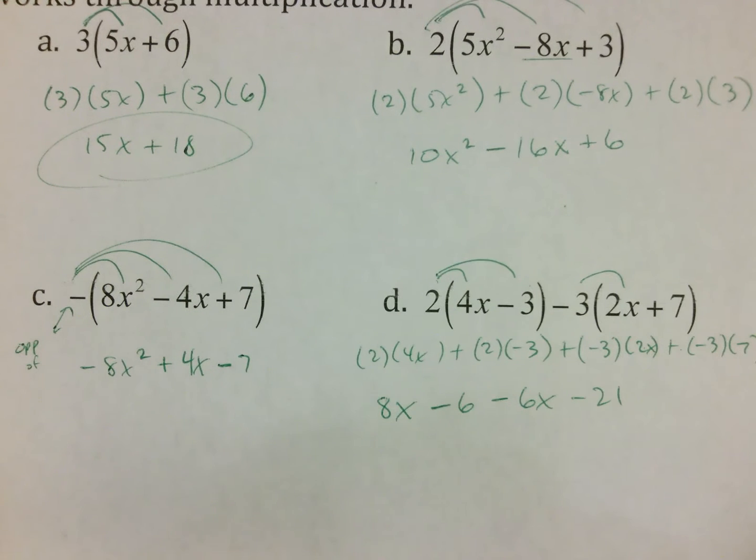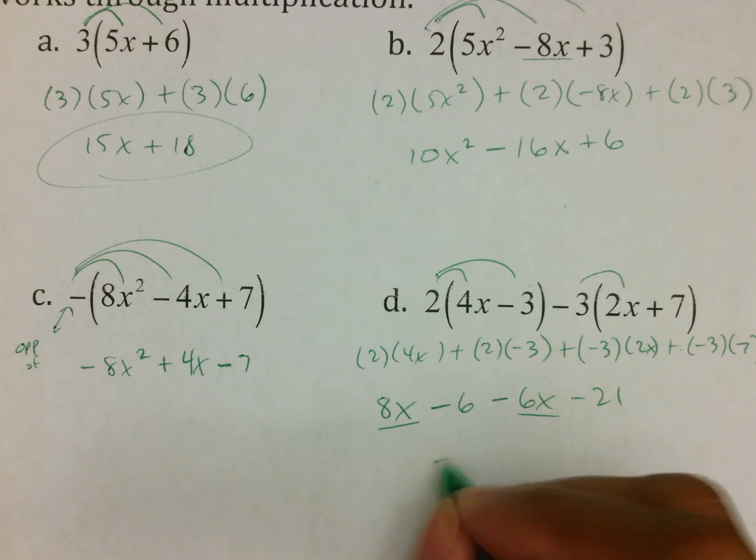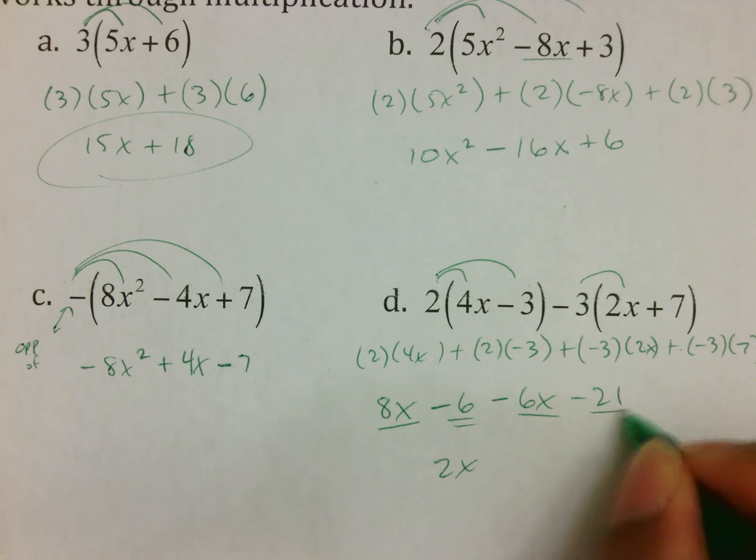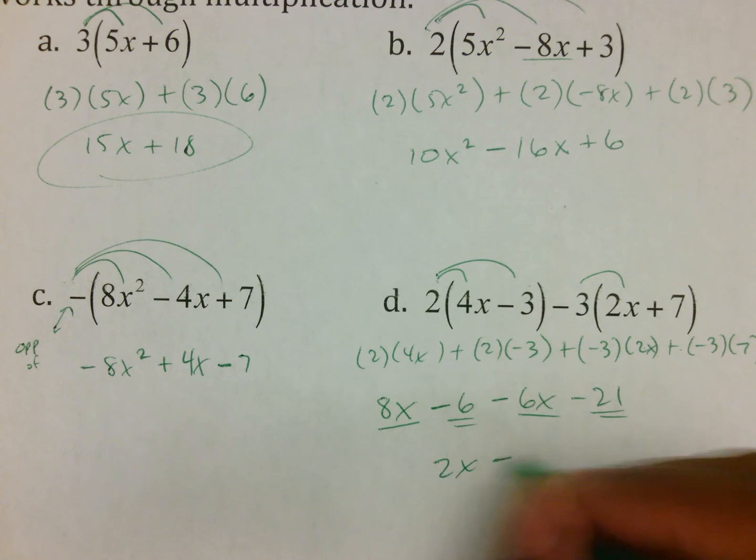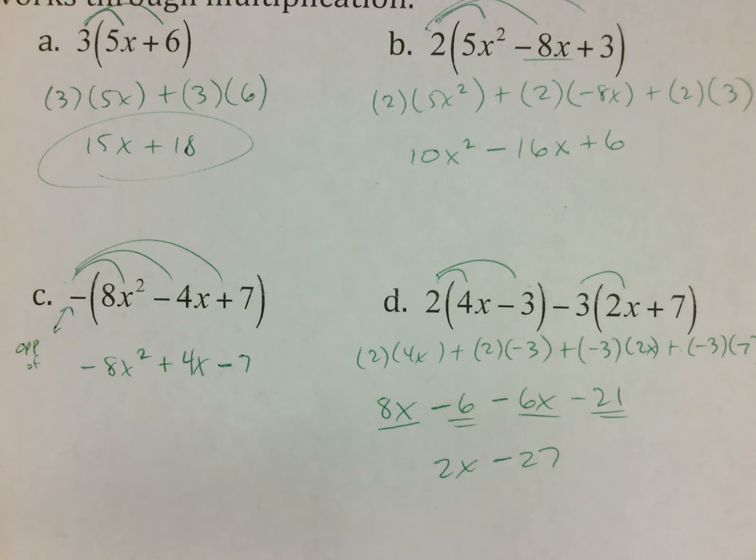What you should notice now is that we have like terms that can be put together. These other ones did not, but this one does. 8x minus 6x is 2x. Negative 6 and negative 21 both being constants make negative 27, and that is all that you will be asked to do in terms of distributing through multiplication.